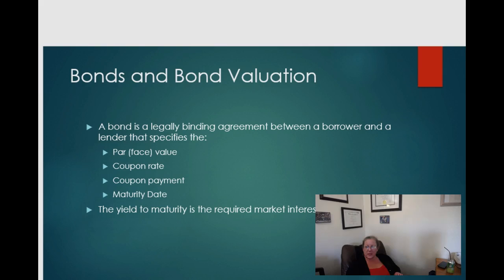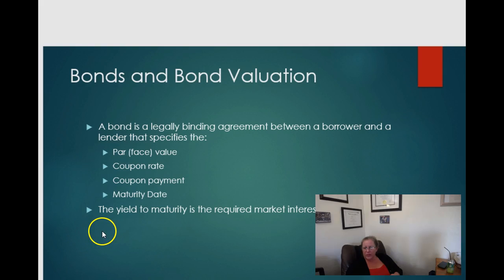The next item listed on the actual bond is the coupon rate. That is the interest rate that the bond pays. And then it lists the coupon payment, and that is based on the coupon rate. And then it lists the maturity date, the date at which the bond matures and the principal of the bond is repaid.